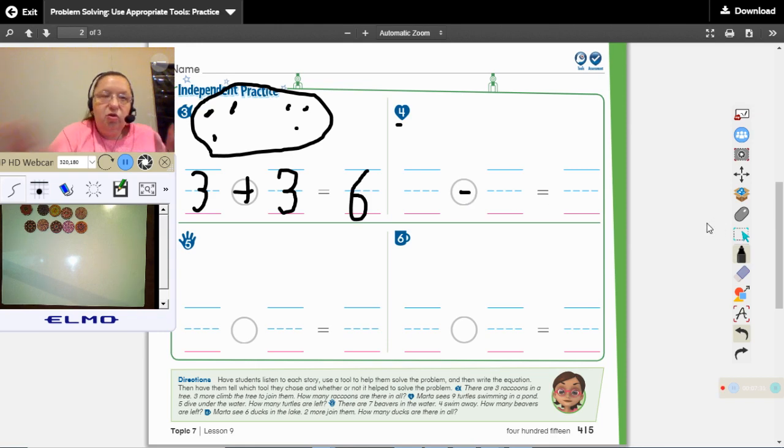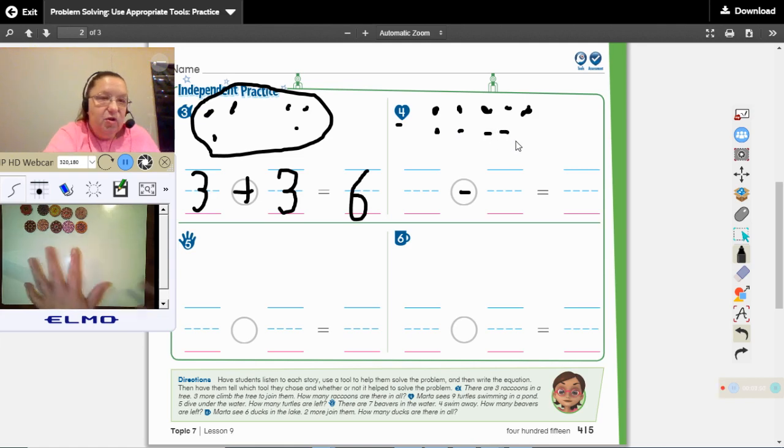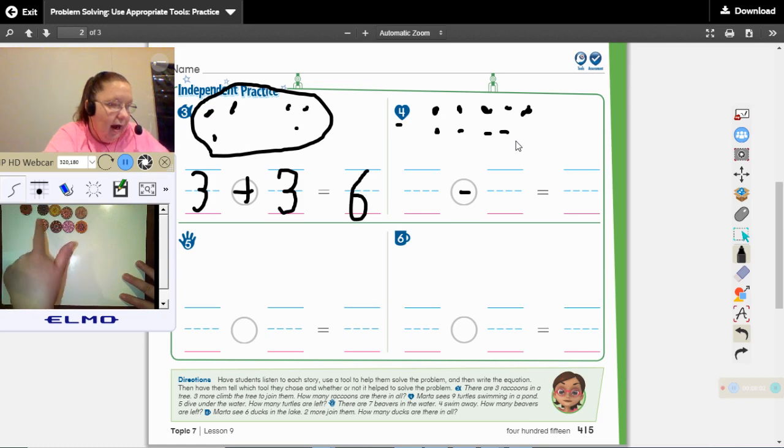So we're going to start with a group and we're going to take some away from the group. So let's look at this. Marta sees 9 turtles swimming in a pond. What is the number word? 9. So if I'm drawing counters, I could draw 9. 1, 2, 3, 4, 5, 6, 7, 8, 9. If I'm using counters, I can bring down 9. 2, 3, 4, 5, 6, 7, 8, 9.